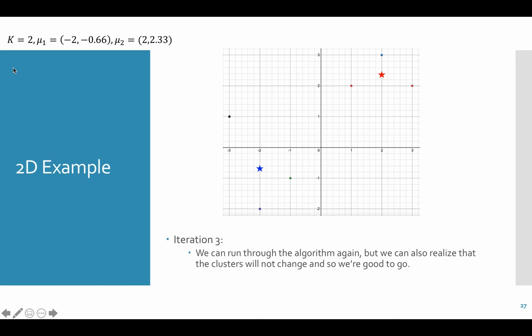Now we're on to iteration 3. We can see that I've updated mu2 and mu1. And so if we go through visually, we can see that the points that were in cluster 1 in the last iteration are going to be in cluster 1 again. And the points that were in cluster 2 in the last iteration are going to be in cluster 2 as well. So we can run through the algorithm again, but we'll also just realize that the clusters are not going to change. So if the clusters don't change, then the cluster centers don't change. And so the cluster centers not changing is what we need to converge. And so in this iteration, we will converge. Hooray!